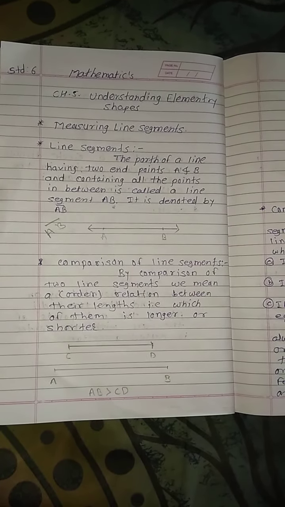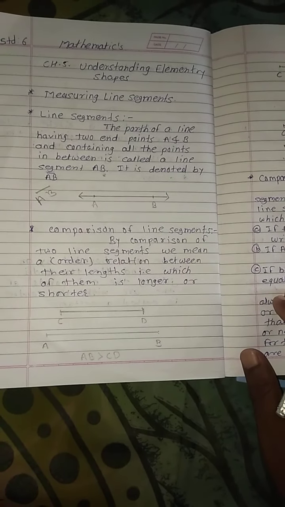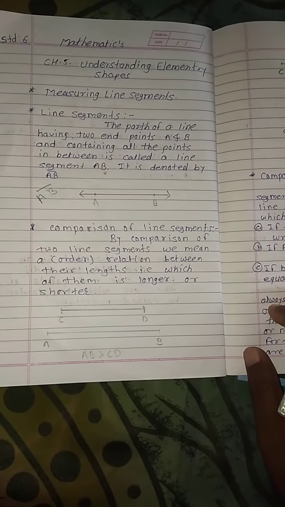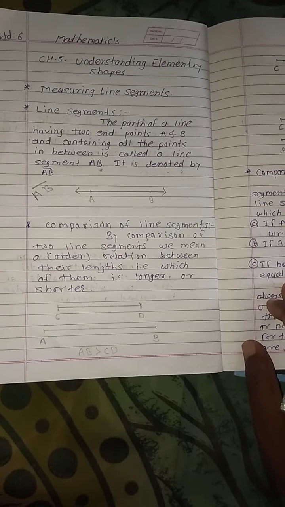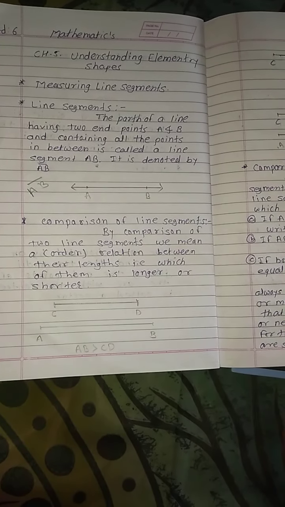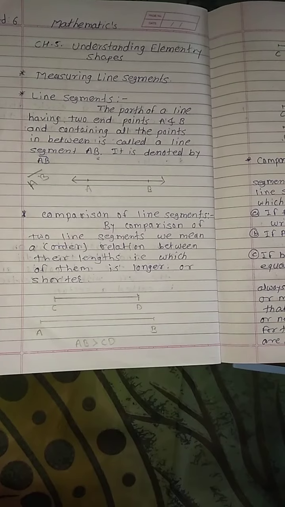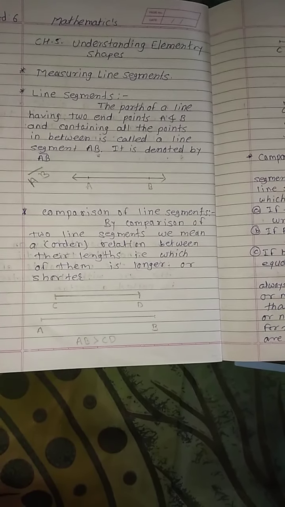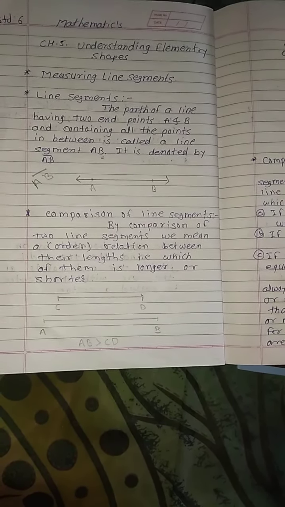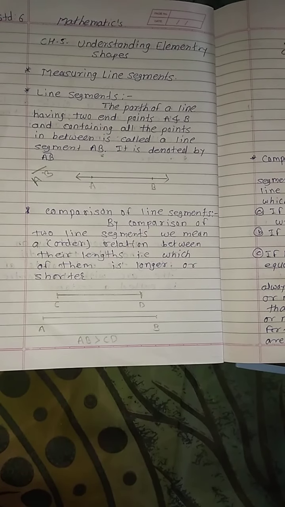Now we are moving toward the comparison of line segments. Everyone knows that by observing we can say which one is greater and which one is smaller, but actually we have to find the actual measurement by using a scale and protractor and so on. Means using instruments we can find which line segment is greater or smaller.